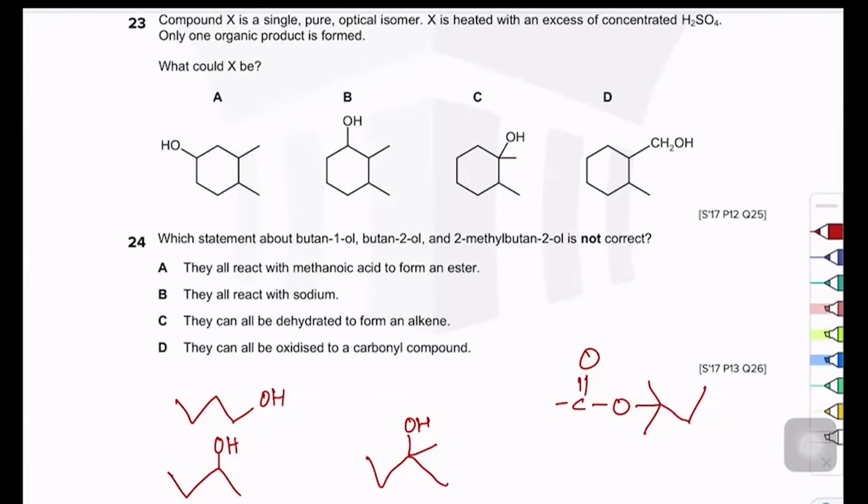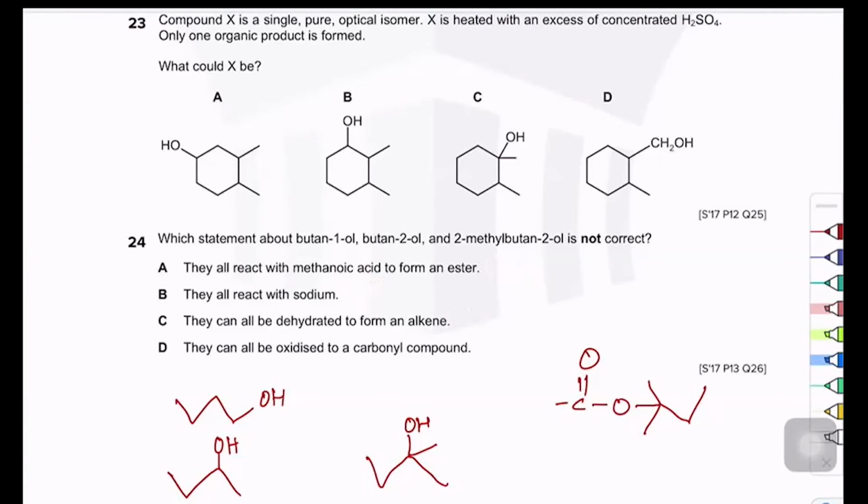Okay, they can all be dehydrated to form an alkene. They can all be dehydrated. No, not all can be dehydrated. This can happen. Yes, this will go. This hydrogen from here will go. Hydrogen from here or here will go. This will go, but where will the hydrogen go from? It can go from here, from here. So that's right. This is also correct. This is also happening.